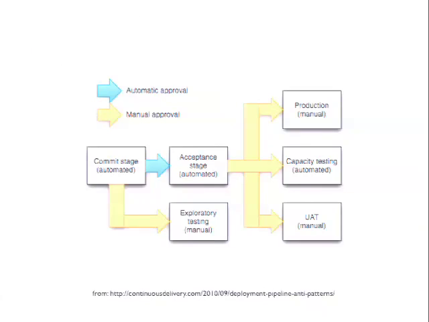The key, though, is that it's not just about running tests. It's also about potentially letting users interact with the system, which is why we have this automatic versus manual approval stage. We can teach computers to do certain things, but there's also plenty of things where we need to bring some other person into the process. If you actually have a QA team, that's great. If it's just the person sitting next to you, that's also okay.